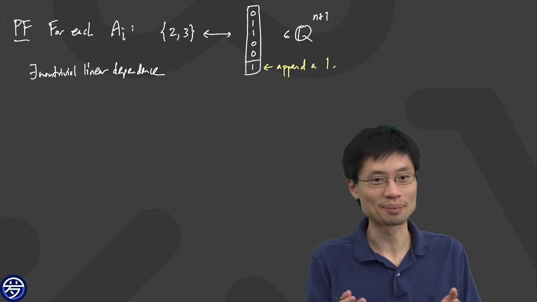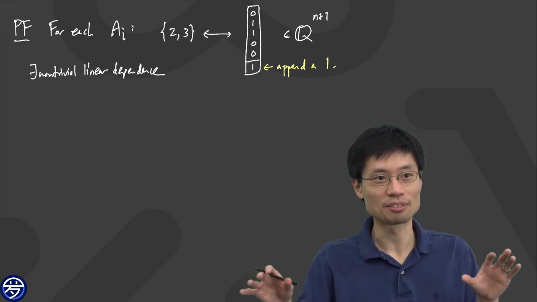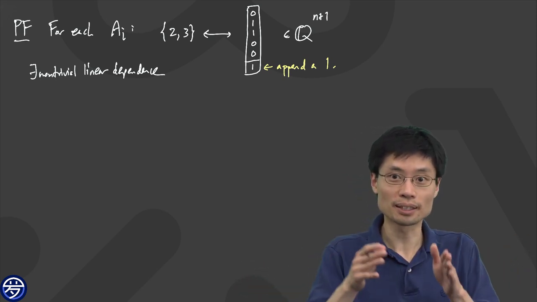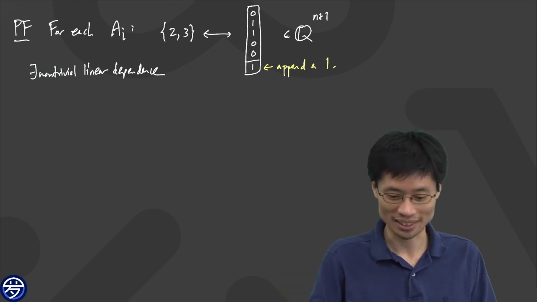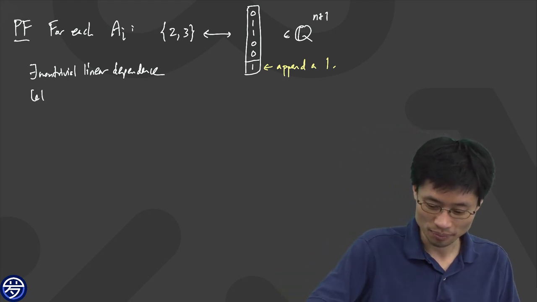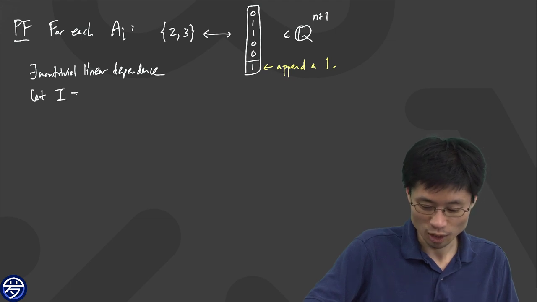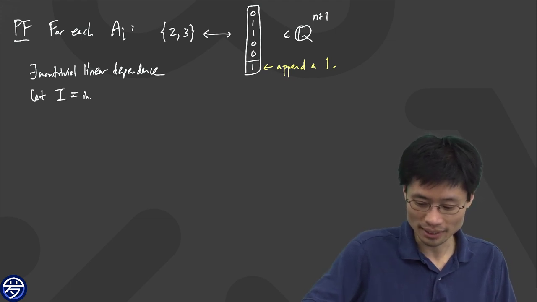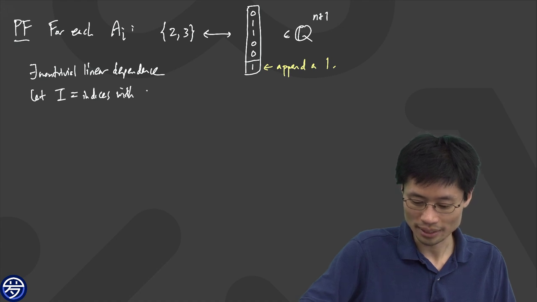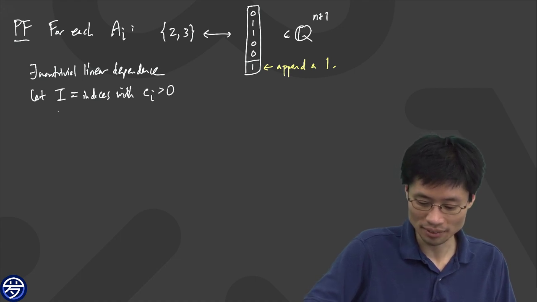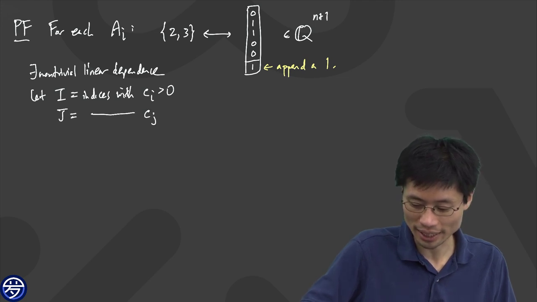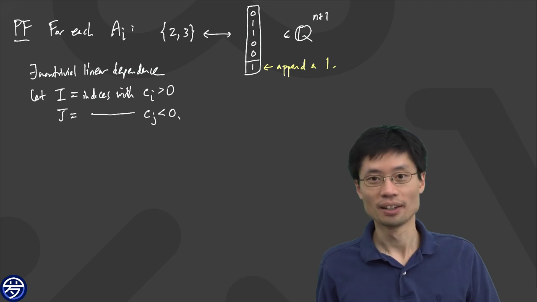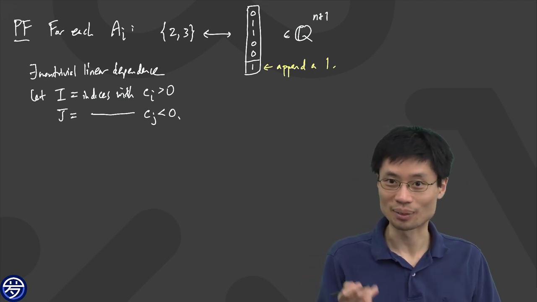Presumably, we'll try to do the same thing we did last time. Let's split the indices by, is the CI positive or is the CI negative? So we let capital I be the indices with CI strictly positive, let J be the indices with CJ strictly negative. And now we can write down again what this looks like.